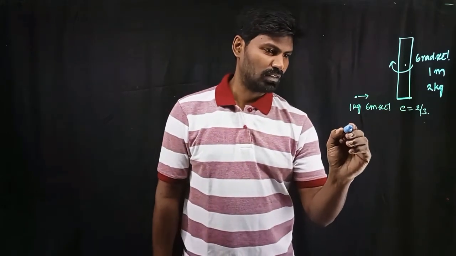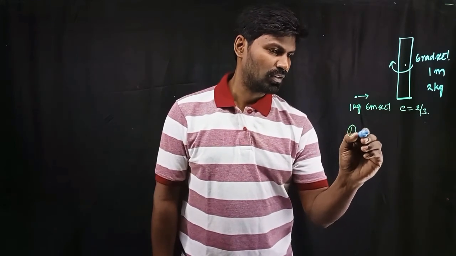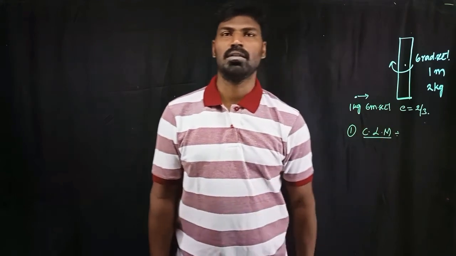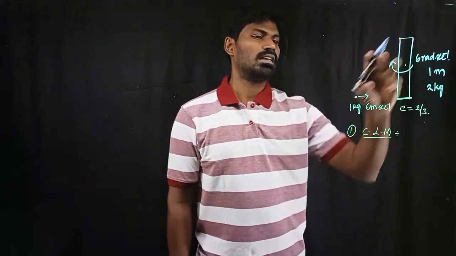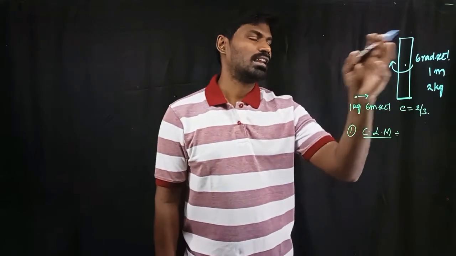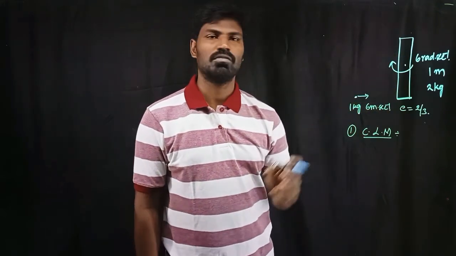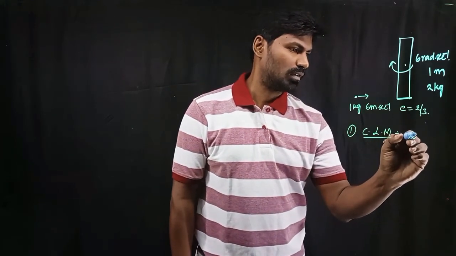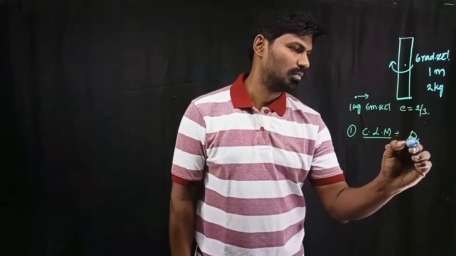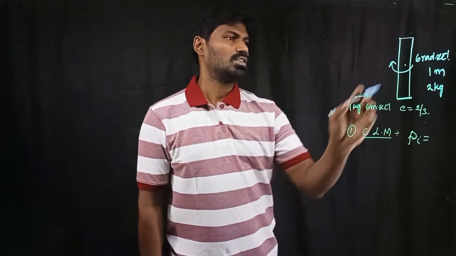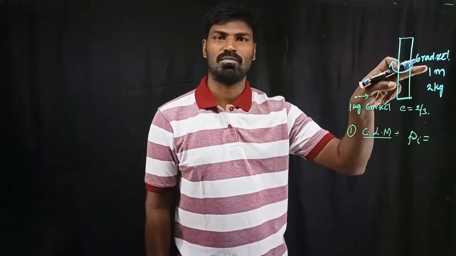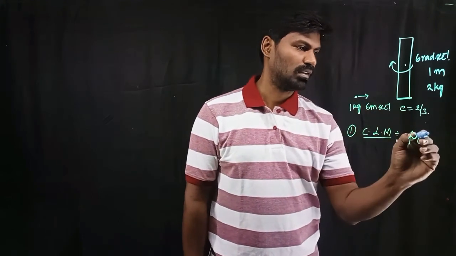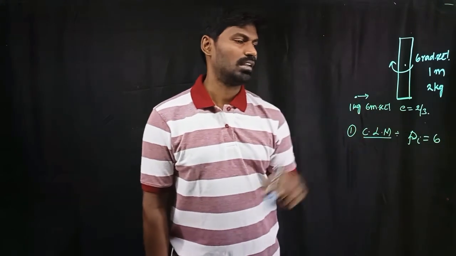So there are three unknown variables, which means I need to use three equations. Very straight away, the first equation I'm going to use is conservation of linear momentum. First, we should check whether it is applicable or not. The rod is nowhere hinged at any point, so there is no external impulsive force acting on the system, because of which linear momentum can be applied simply. Initial linear momentum, P_i, of the system: initially the rod is rotating, but the velocity of its center of mass is zero, so only the ball has momentum. How much is it? 6 into 1, that is 6, to the right.